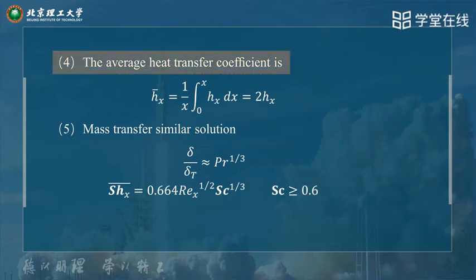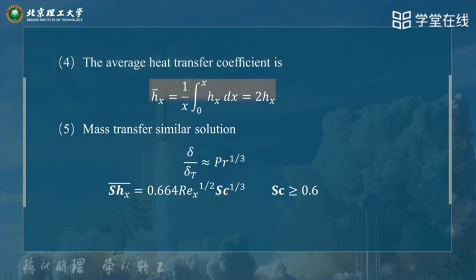The fourth, the average heat transfer coefficient. We use this equation to do some calculation to obtain the average or local coefficient. For example, the average coefficient is h average equals 1 over x, integral of hx dx from 0 to x, which is just 2 times hx. We can use this equation to do some averaging.